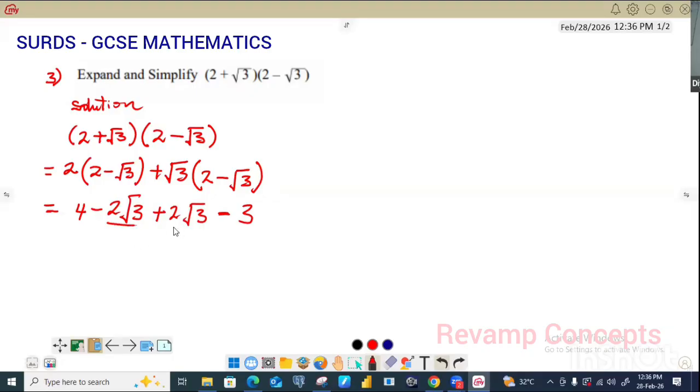Now this one and this one, they are the same term, but they have different signs. So minus 2 root 3 plus 2 root 3 will give us 0, definitely. It's like having minus 2 plus 2, so that will be 0. So we are going to have 4 minus 3. And our final answer will be 1.